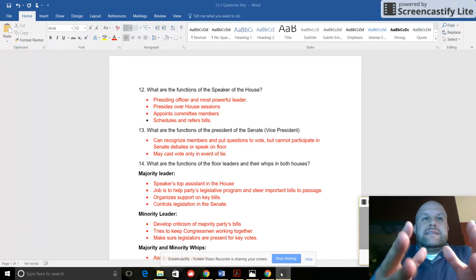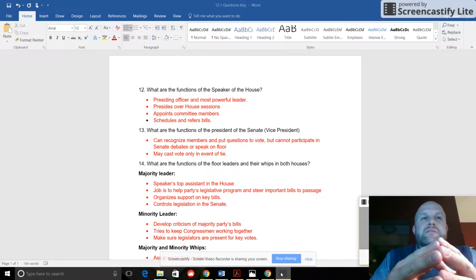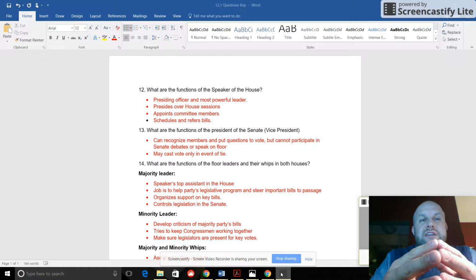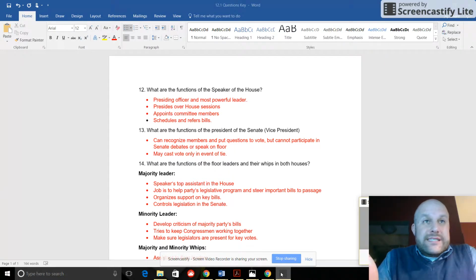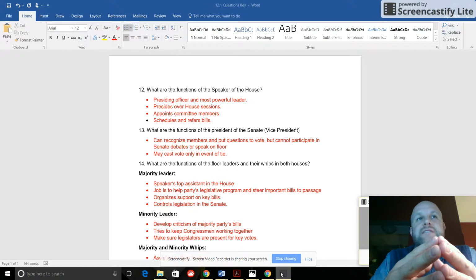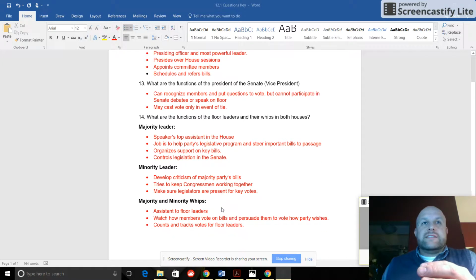Now, the real meat of what gets done is the majority leader in both houses, especially in the Senate, because there's no Speaker of the House. In the House, the majority leader is the Speaker's top assistant. In the Senate, the job is really the leader of the legislative agenda. Their job is to help the party's legislative program and steer important bills to passage. They're really the ones that set the agenda. In the House, the Speaker and majority leader help set the agenda, and in the Senate, he or she is the one that sets the agenda, organizing support on key bills and controlling that legislation.